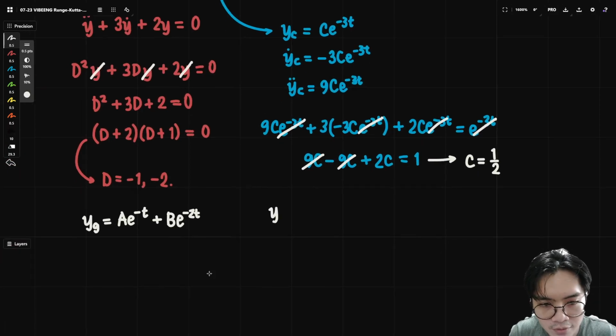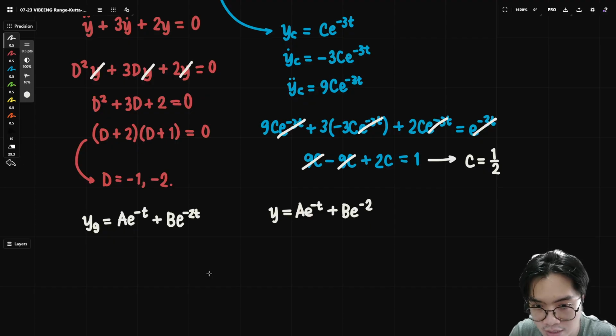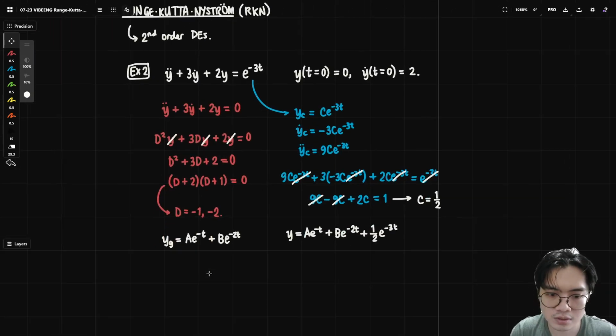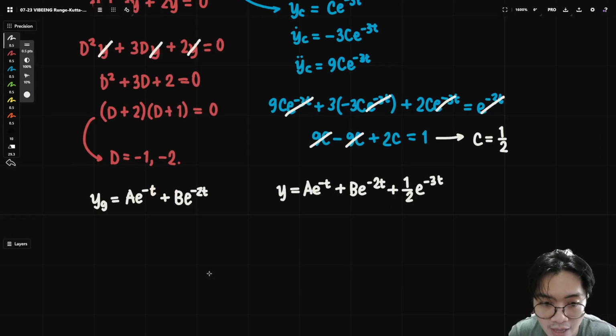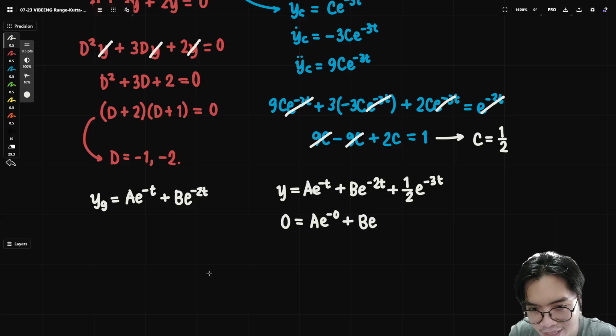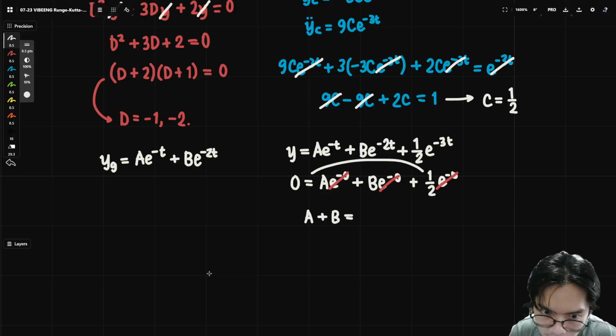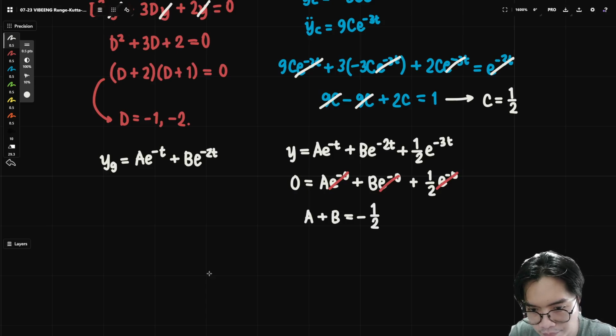That means that our general solution will be A e raised to negative t plus B e raised to negative 2t plus 1 half e raised to negative 3t. And now, if we apply our initial conditions, we will have 0 is equal to A e raised to negative 0 plus B e raised to negative 0 plus 1 half e raised to negative 0. The e terms cancel, so we will have A plus B is equal to, moving it to the other side, negative 1 half.